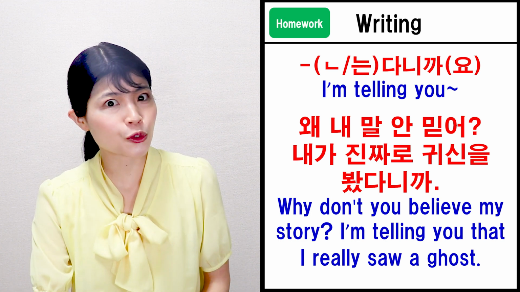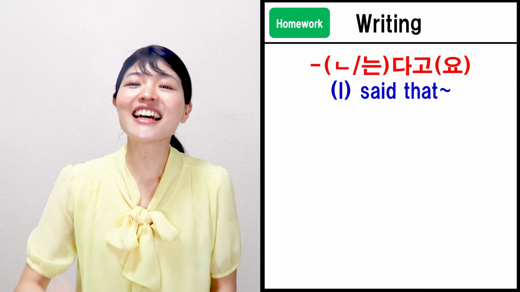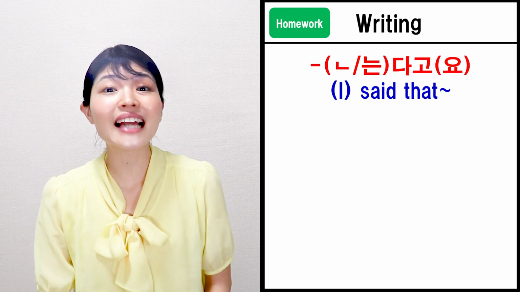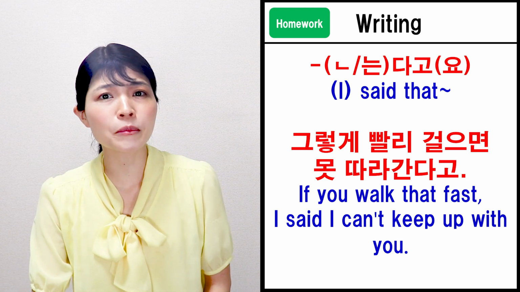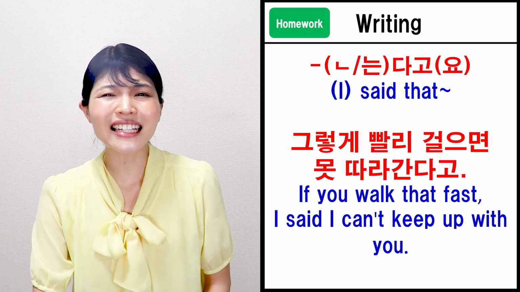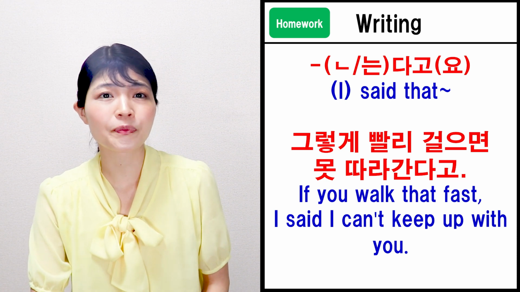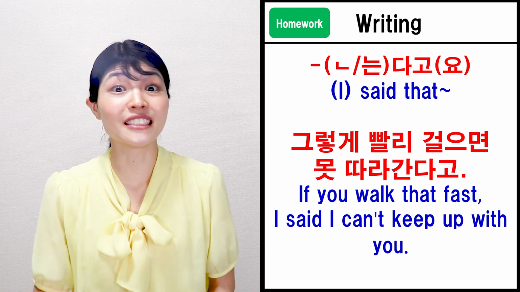Wow, if it's true or not, I don't want to see a ghost. For the third sentence, you use 니은 는다고요. I said that. For example, 그렇게 빨리 걸으면 못 따라간다고. If you walk that fast, I said I can't keep up with you. My friend would often tell me this line because I was walking too fast.